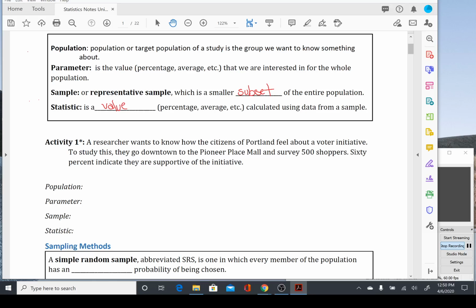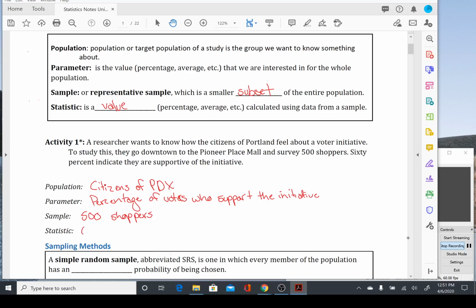So the population is the citizens of Portland. The parameter is what we're trying to know about the citizens of Portland. And so we want to know, let's say, the percentage of voters who support the initiative. The sample is the subset that we found, 500 shoppers. The statistic is the value that we found from that sample, 60% of shoppers were in support.